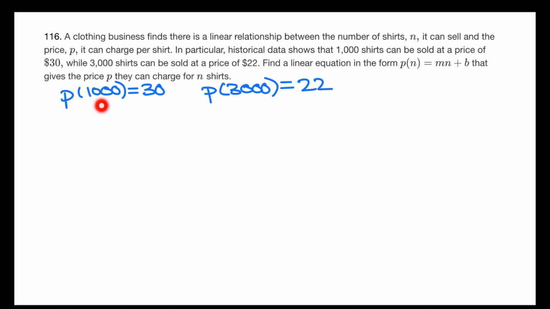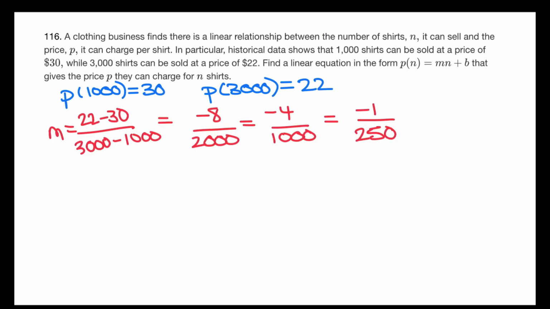They're telling us that when N is 1,000, P of 1,000, or the price for 1,000 shirts, is $30. P of 3,000 is $22. We can use this information to find our slope by taking change in y, 22 minus 30, divided by change in x, 3,000 minus 1,000. That gives me negative 8 over 2,000, or if I reduce that, negative 1 over 250. So there's my slope.